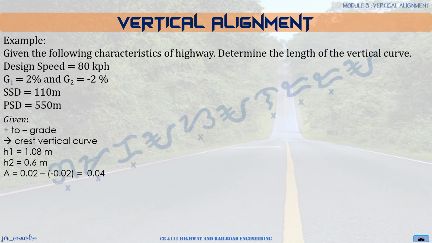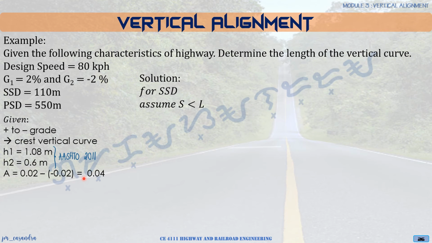So for A, this is simply the absolute value of the difference between G1 and G2. So we'll arrive at 0.04. Okay. So even if G1 and G2 are reversed, it's okay because we'll have the same value since we are using the absolute value. Okay? So for our solution, it's a crest vertical curve. So we start off first with your stopping sight distance.